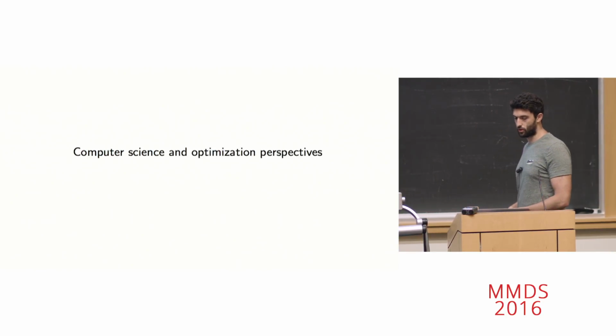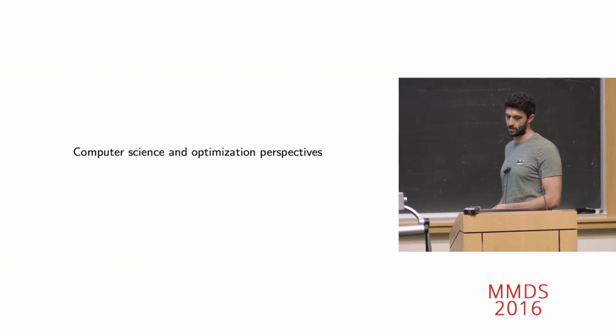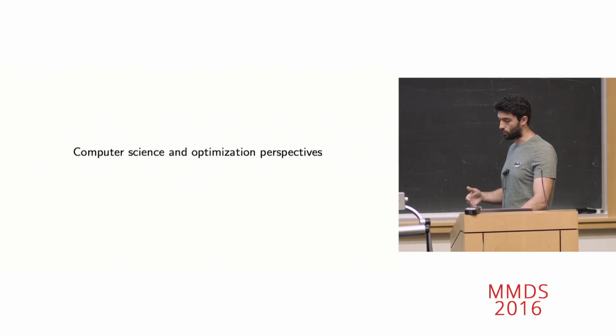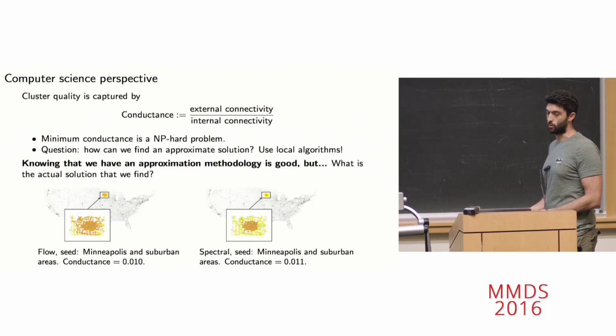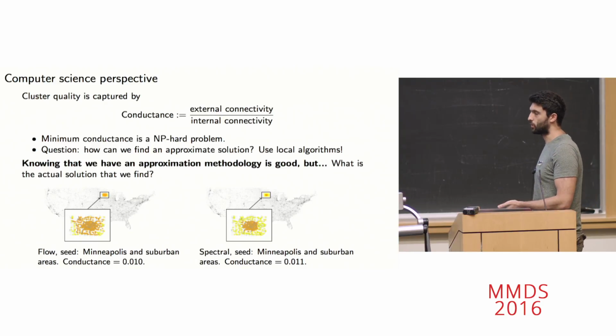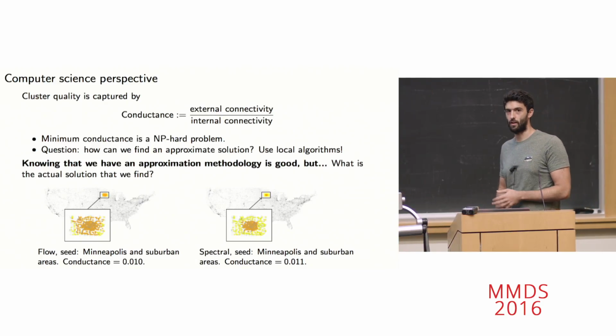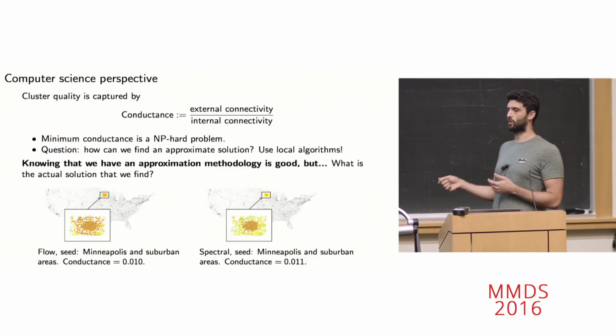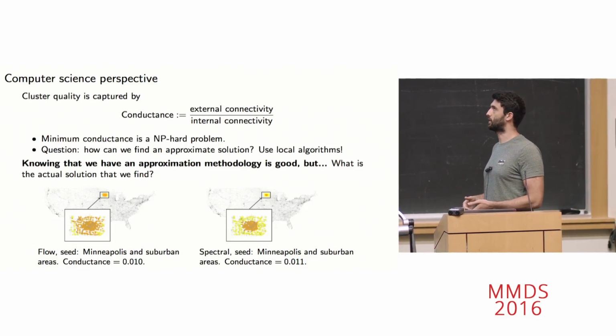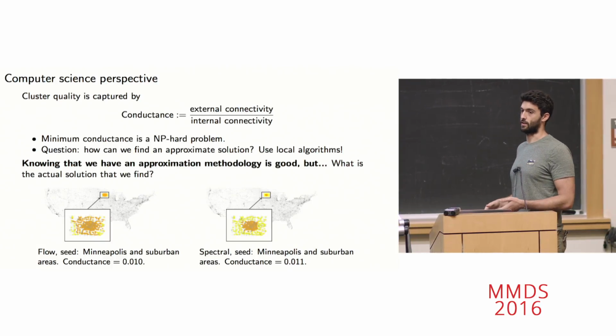Okay, I haven't defined the notion of a cluster yet. What cluster means, at least from the computer science perspective, and what we can gain by having this optimization perspective. If you ask a computer scientist, what is a cluster, probably they will tell you a cluster is something that is poorly connected externally and nicely connected internally. So this is captured by conductance, okay?